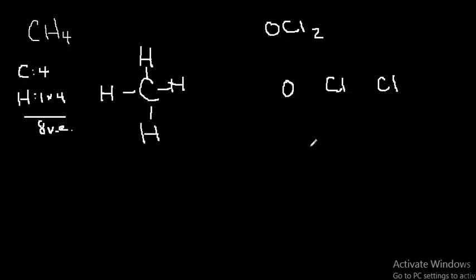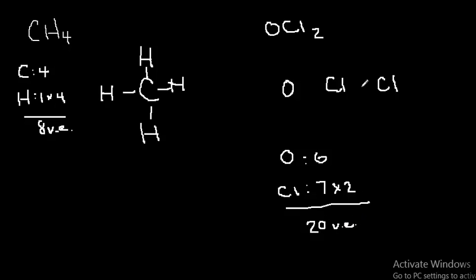So let's count up our total electrons here. Oxygen has 6. Chlorine has 7, but there's 2 of them. So 14 plus 6, we're going to need a total of 20 valence electrons. So let's go back up here. We know that each of these atoms needs to have an octet. That's the point of bonding, so we need to make sure everything has it.